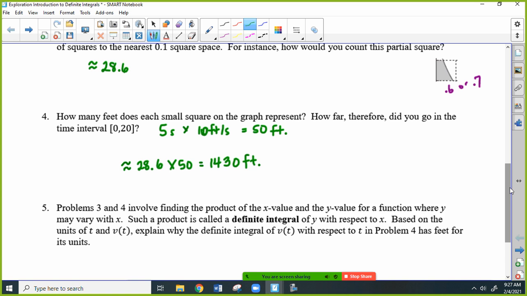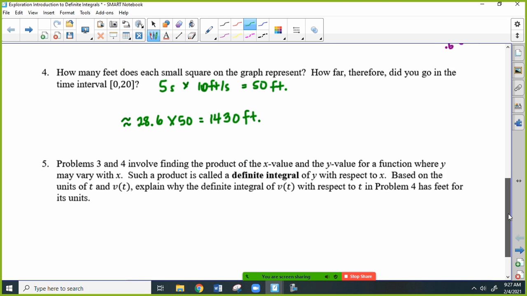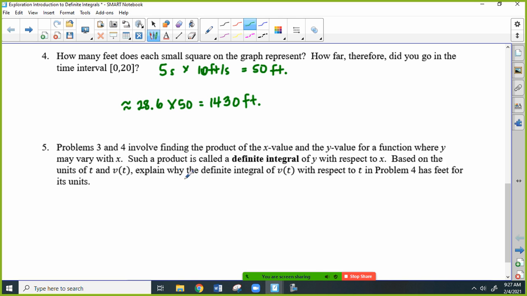All right, so problems 3 and 4 just involve finding the product of x values and y values for a function where y may vary with x. That product is called a definite integral of y with respect to x. So based on the units of t and v of t, explain why the definite integral of v of t with respect to t in problem 4 has feet for its units.